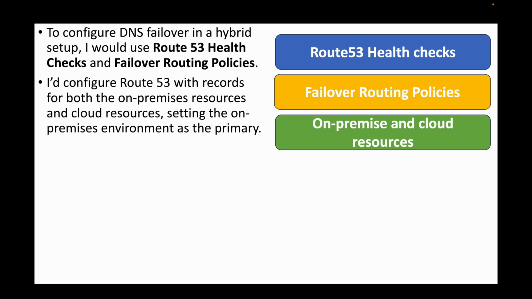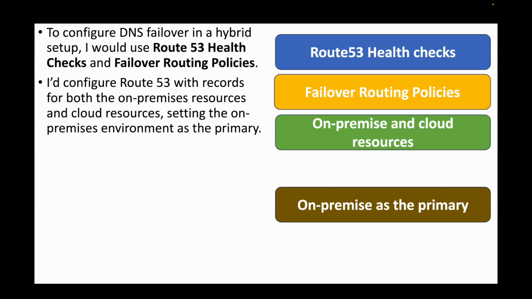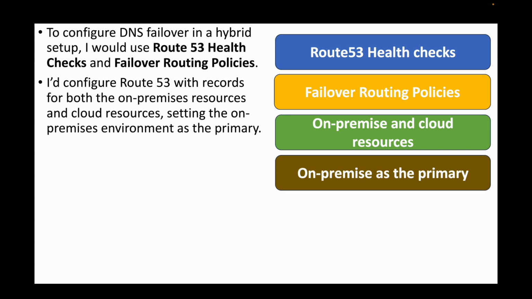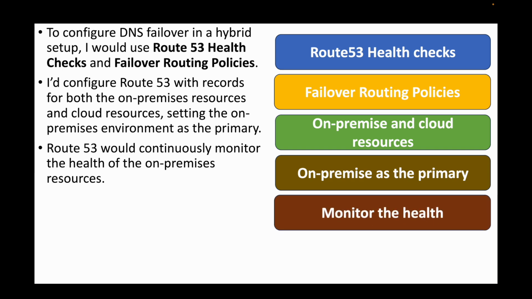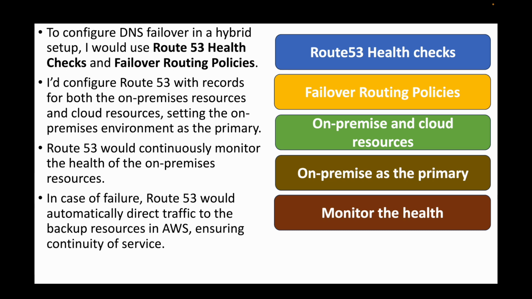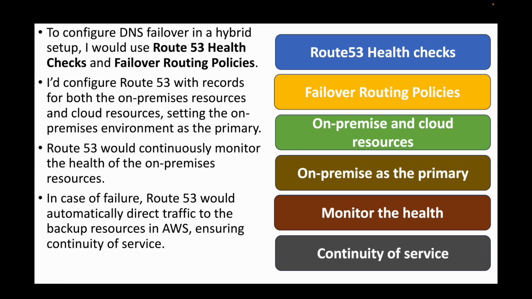And then you will be setting up your on-premises environment as your primary environment. Now, Route 53 will continuously monitor the health of your primary on-premises resources. So we'll be creating a health check. In case your on-premises resources go down, Route 53 will automatically fail over to the resources which are running in AWS, and this will ensure continuity of your services. Your application will continue running without any downtime.